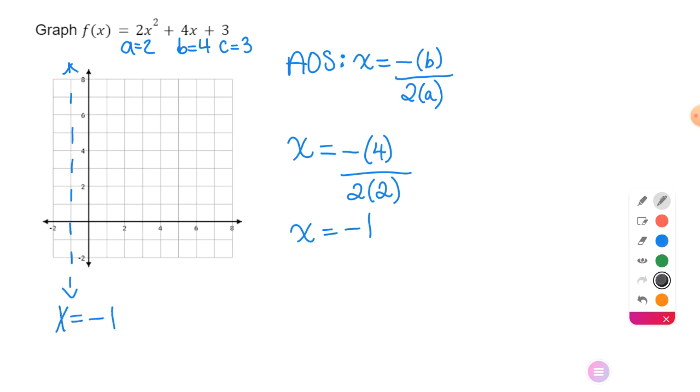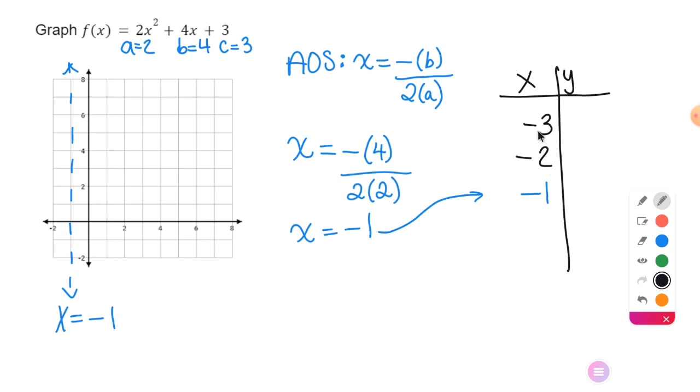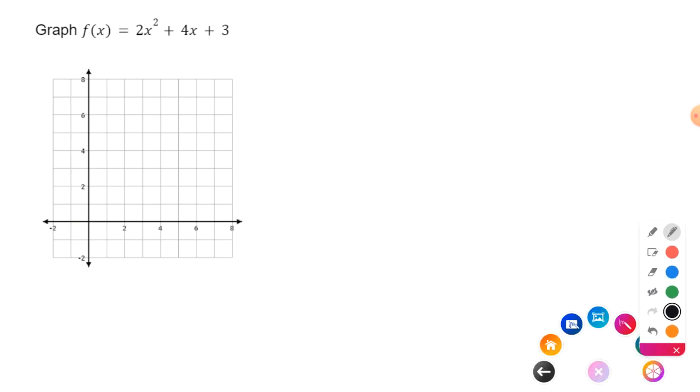So I'm going to make a table of values. And I'm going to put that negative 1 right smack in the middle. And then same as usual, go a couple numbers smaller, a couple numbers larger. Now to find the corresponding y values, you're simply going to plug each x value in. So I would recommend going to Desmos, putting in 2x squared plus 4x plus 3, pressing your gear, pressing your table, and getting your y values. All right, so I have not done that in a little bit, so let's switch over to Desmos and get that done.